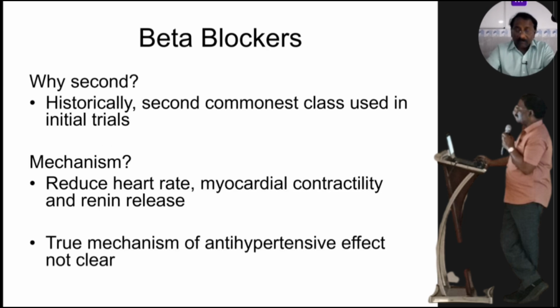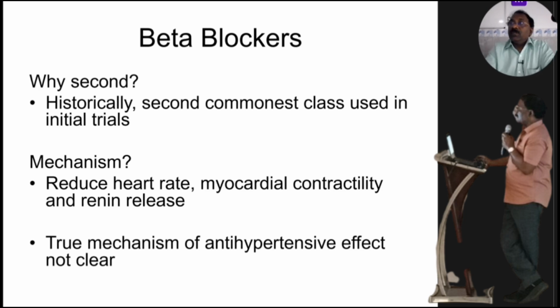Beta blockers are very, very useful drugs. In fact, if you see rural India, very common are atenolol 25 mg, 50 mg, 100 mg, or atenolol plus amlodipine. These two are the very common drugs pan India. They are the second commonest class used in the initial trials.